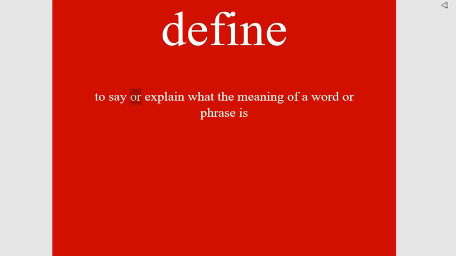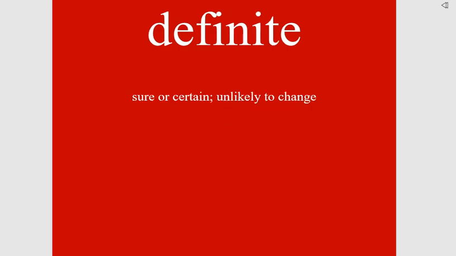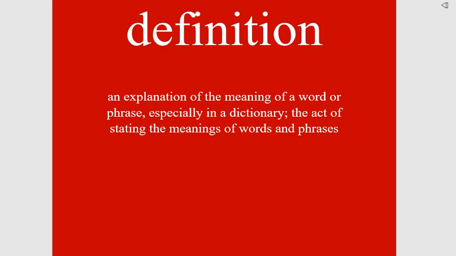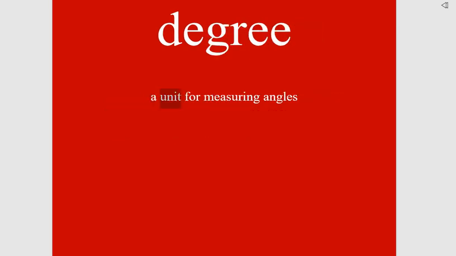Define. To say or explain what the meaning of a word or phrase is. Definite. Sure or certain, unlikely to change. Definitely. A way of emphasizing that something is true and that there is no doubt about it. Definition. An explanation of the meaning of a word or phrase, especially in a dictionary, the act of stating the meanings of words and phrases. Degree. A unit for measuring angles.